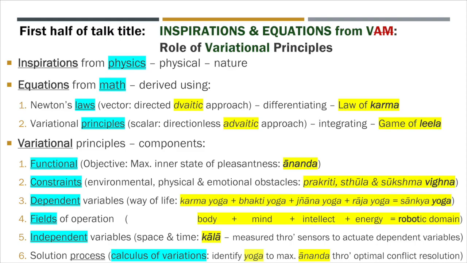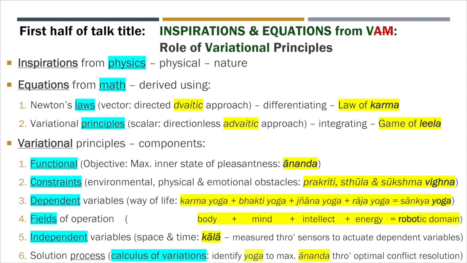Now, Newtonian laws involve differentiation, whereas variational principles involve integration. So again, there's a huge difference over there. And Newton's laws are the law of karma. For example, the third law says every action has an equal and opposite reaction. On the other hand, the variational principles are a game of Leela.